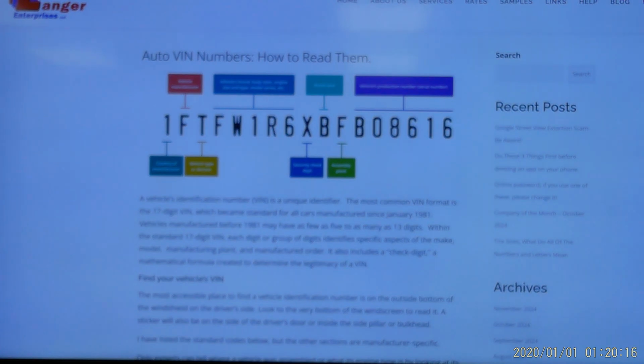Okay, so when we talk about the VIN numbers, this is probably the second most important piece of information that you're going to put on your repair order.